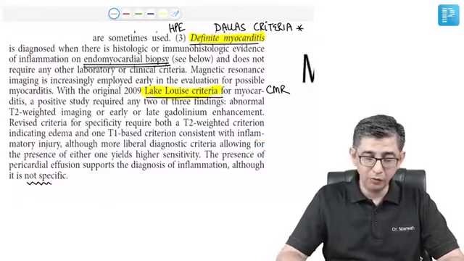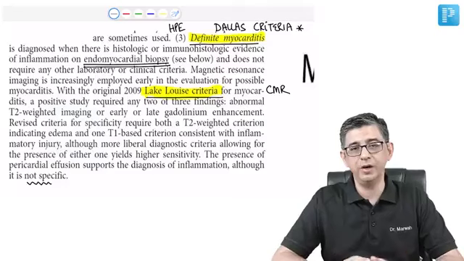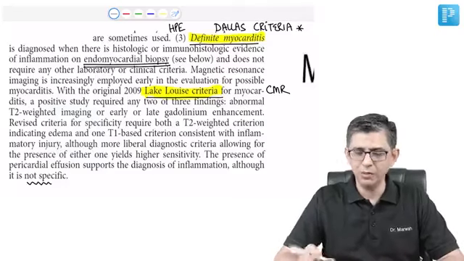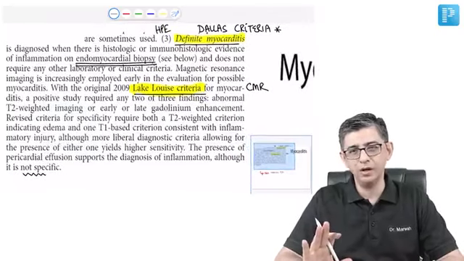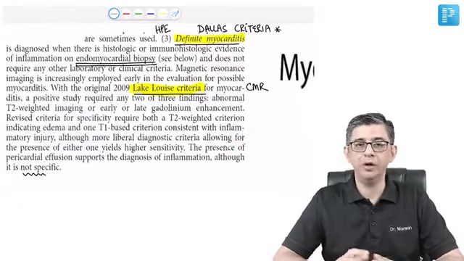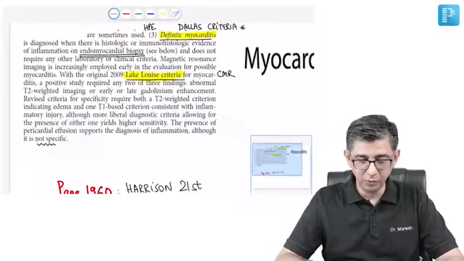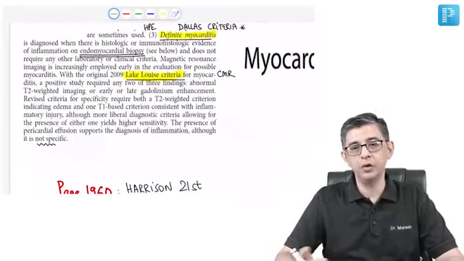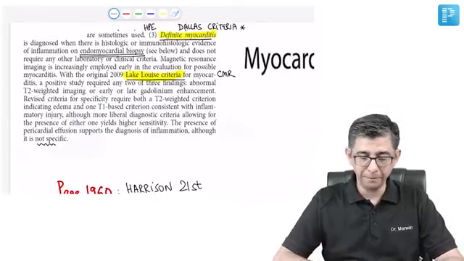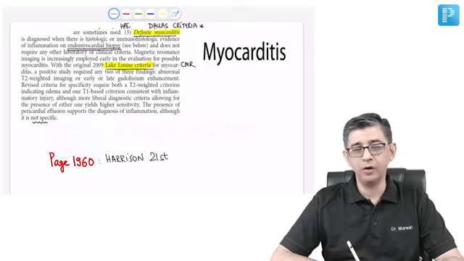So if you are appearing for the FMG exam, don't get bothered by the controversy that I'm making up here before you. Just get the names right, Dallas criteria, Lake Louise criteria, and you're done. Especially from the INI-CET perspective, remember endomyocardial biopsy, with the reference of Harrison, would be a relatively superior choice as compared to cardiac MRI for the topic of myocarditis. This would be an important cause of heart failure. And why would myocarditis occur? It could be due to parvovirus.